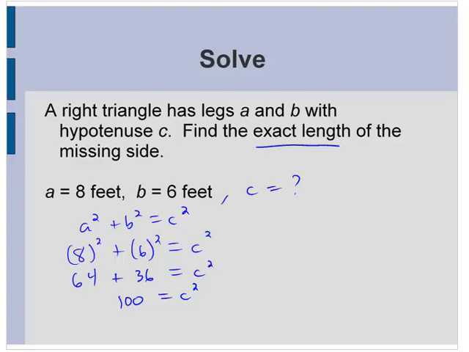So now when we have a situation like this, where we have a number squared, C squared equals a number, we can write that C must be the square root of 100. And so C would be 10 feet.